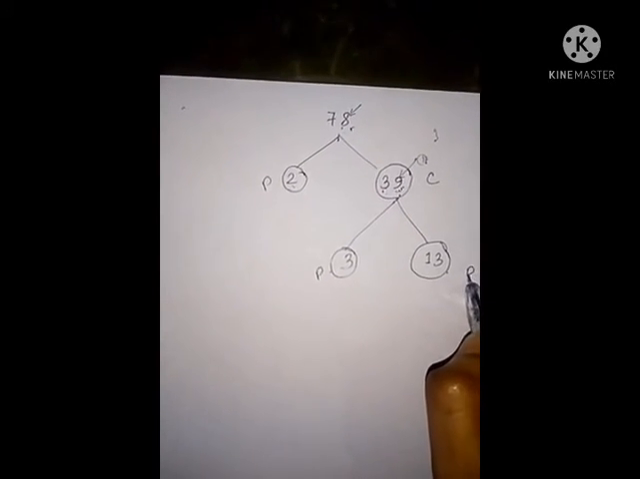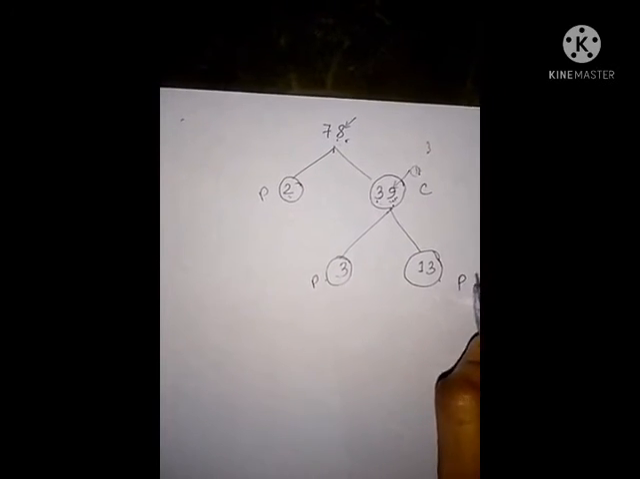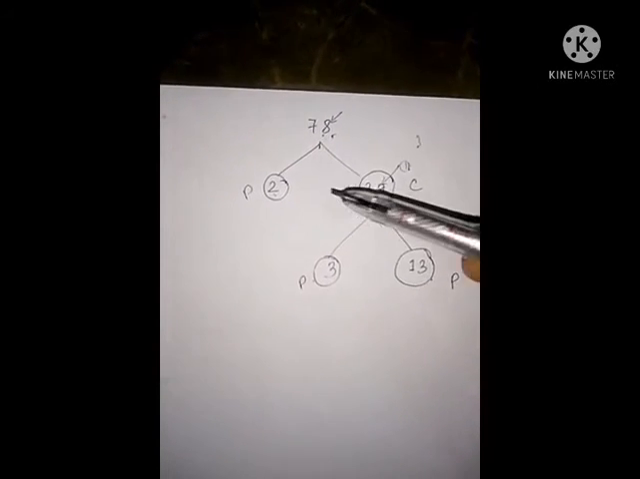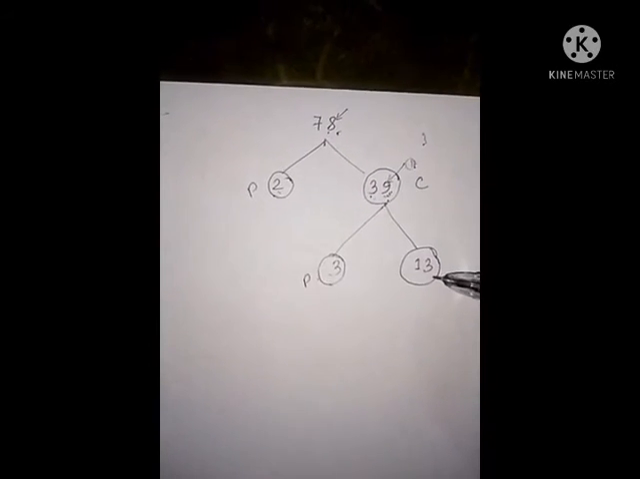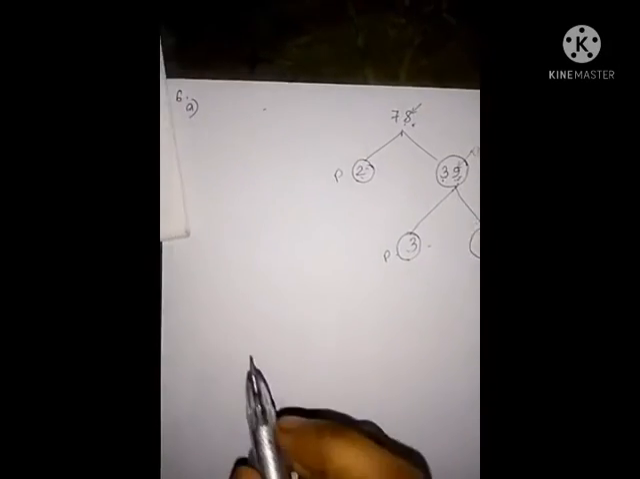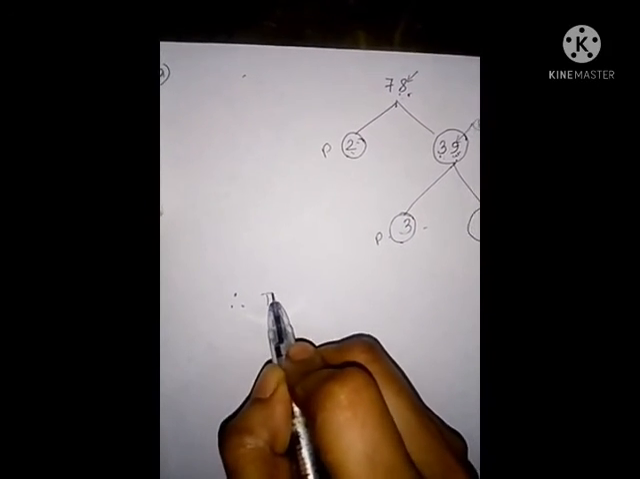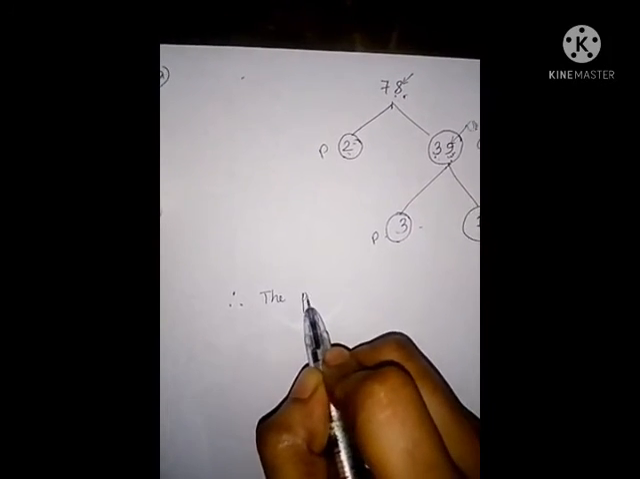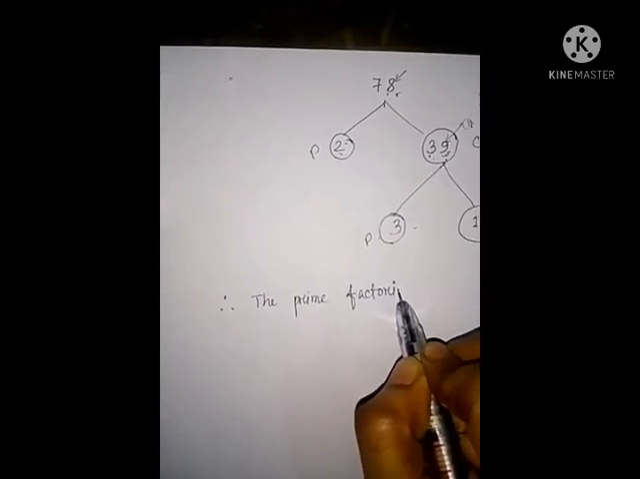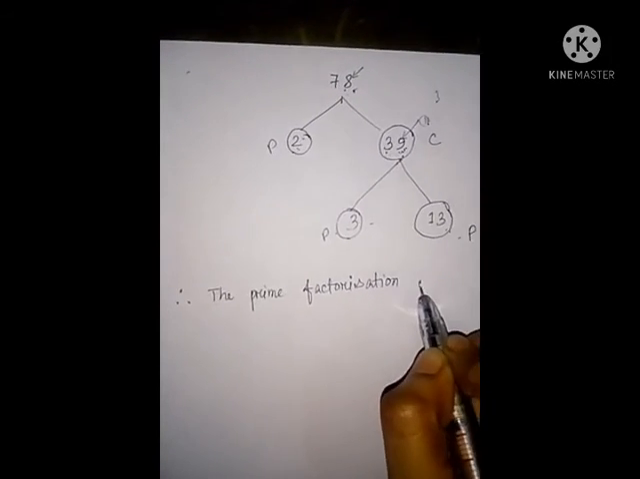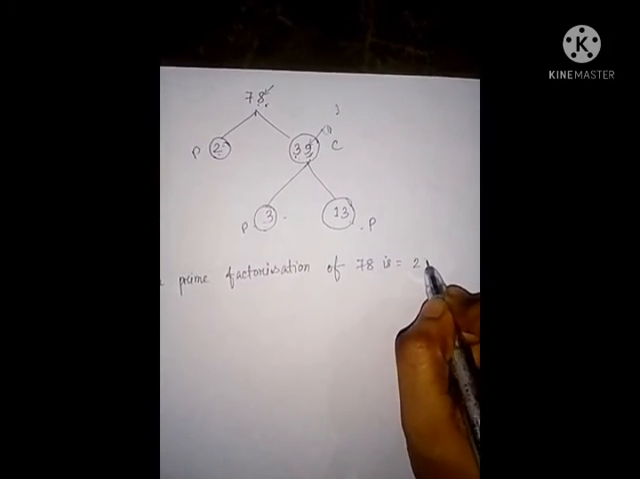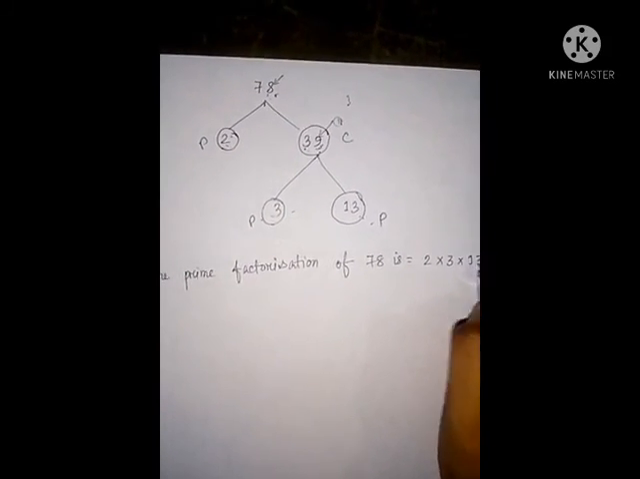So we have to factorize composite numbers till we get all prime factors. So we have got all the prime factors, which are 2, 3 and 13. Therefore the prime factorization of 78 is 2 into 3 into 13.